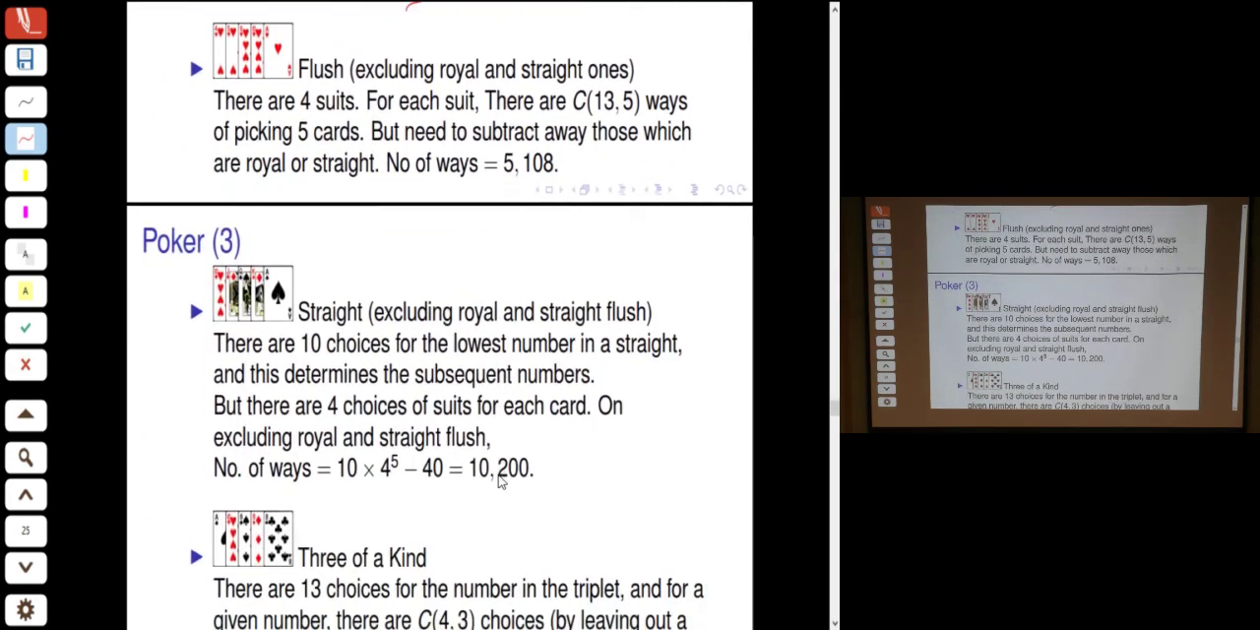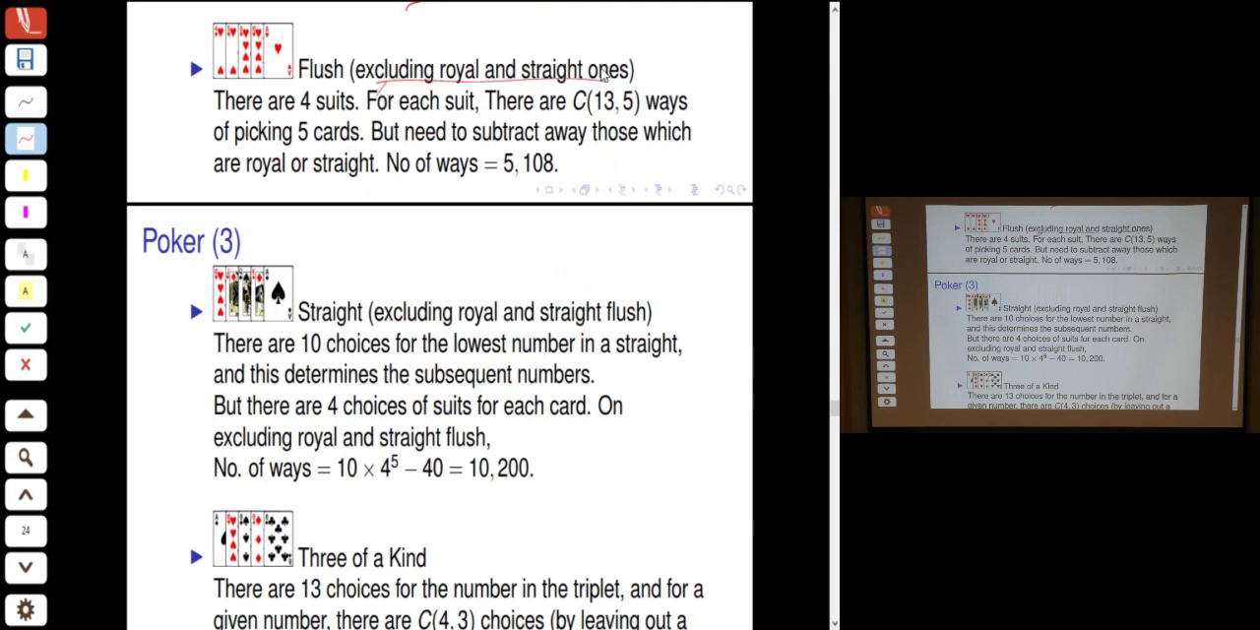So the next one is flush. So this is flush excluding royal and straight ones. So there are 4 suits. Flush just means that you have 5 cards, and these 5 cards just belong to the same suit. Okay, and you want to exclude the royal and the straight flushes.